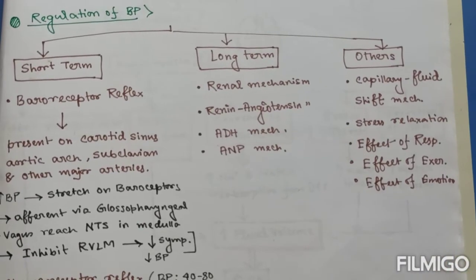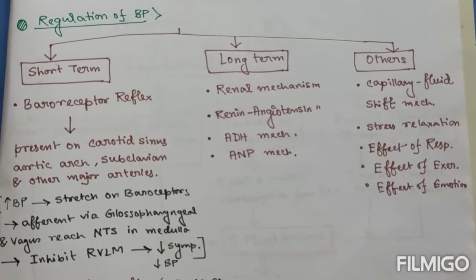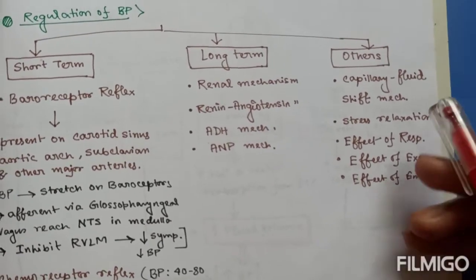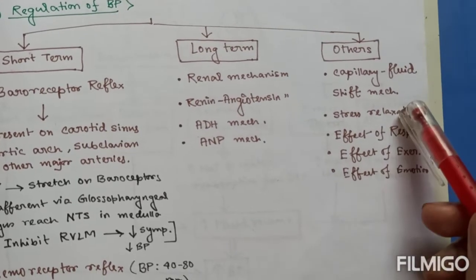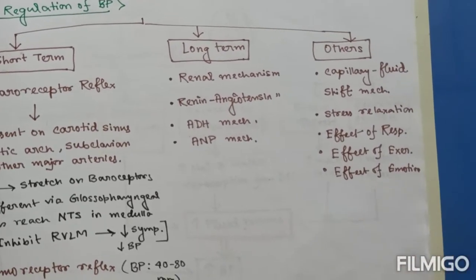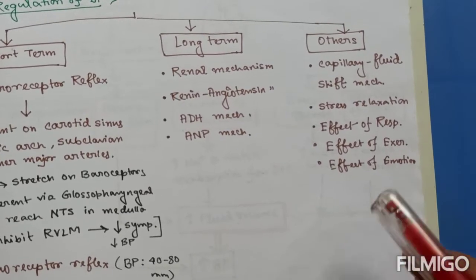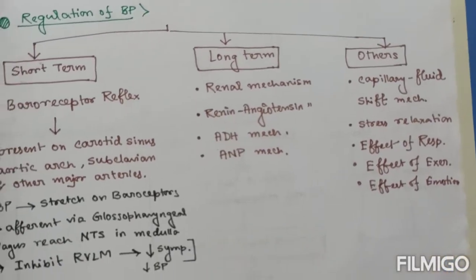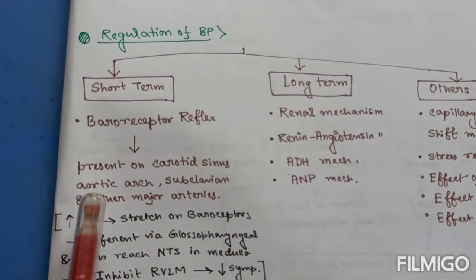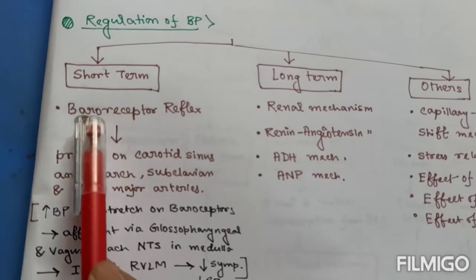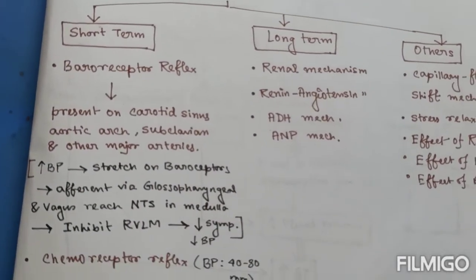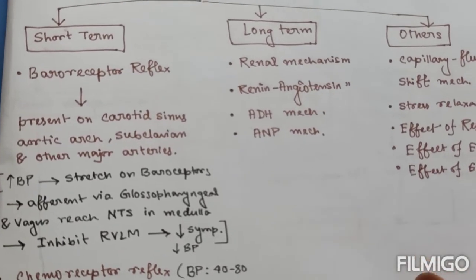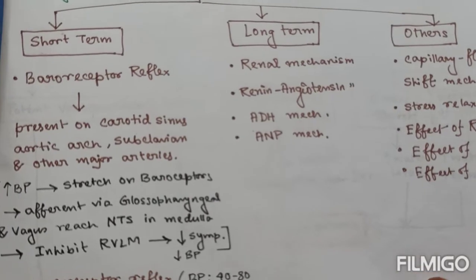Now, how does this regulation occur? This occurs mainly by short-term regulation or long-term regulation, and some other regulatory factors like capillary fluid shift mechanism, stress relaxation, effect of respiration, breathing, effect of exercise, and effect of emotions. And short-term reflex is mainly by the baroreceptor reflex, and the baroreceptors are mainly present on the carotid sinus, aortic arch, subclavian, and other major arteries.